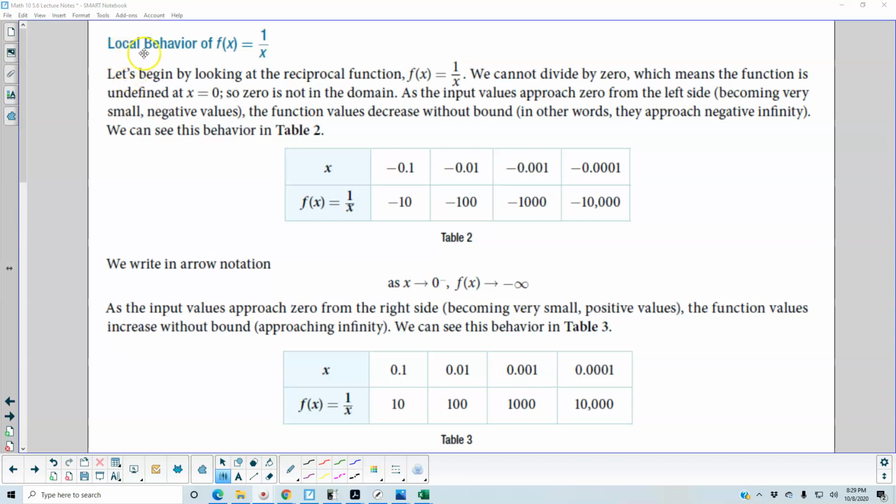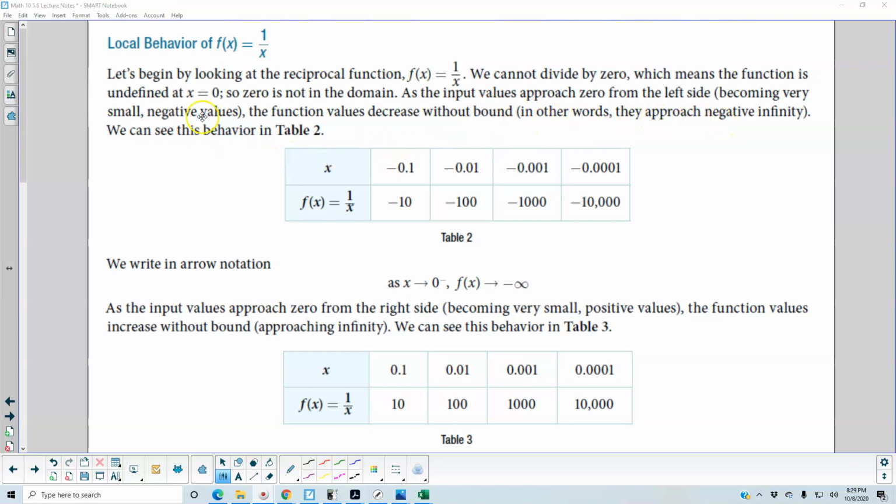Okay, next we're talking about the local behavior of f of x equals 1 over x, which is the reciprocal function. So again, let's begin by looking at the reciprocal function. We cannot divide by 0, which means the function is undefined when x is 0. So 0 is not in the domain of this function. As the input values approach 0 from the left side, becoming very small, negative values, the function values decrease without bound. In other words, they approach negative infinity.